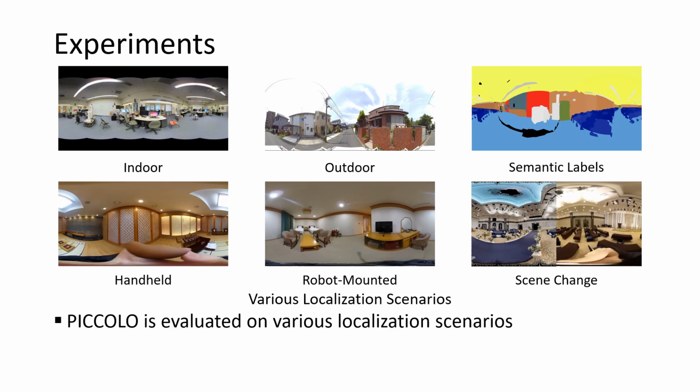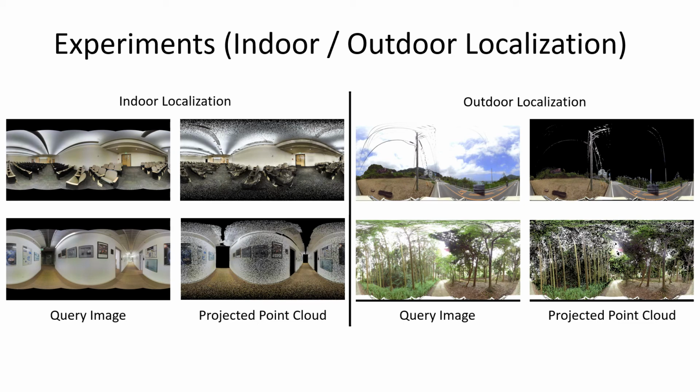PICCOLO is extensively evaluated in a wide variety of scenarios where omnidirectional cameras are present. We first show results from indoor and outdoor localization. Note the repetitive chairs or trees in the scene, which are known to deteriorate the performance of visual localization with perspective cameras. PICCOLO can successfully localize from both images.